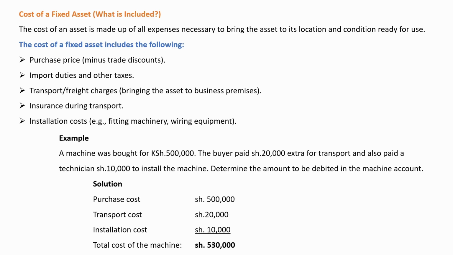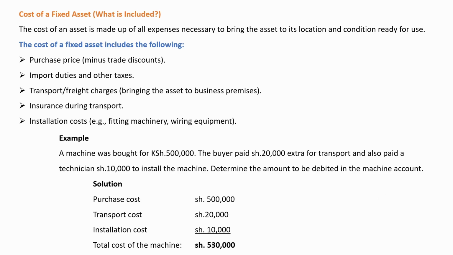So here is a simple example. A machine was bought for 500,000. The buyer paid 20,000 extra for transport and also paid a technician 10,000 to install the machine. Determine the amount to be debited in the machine account.